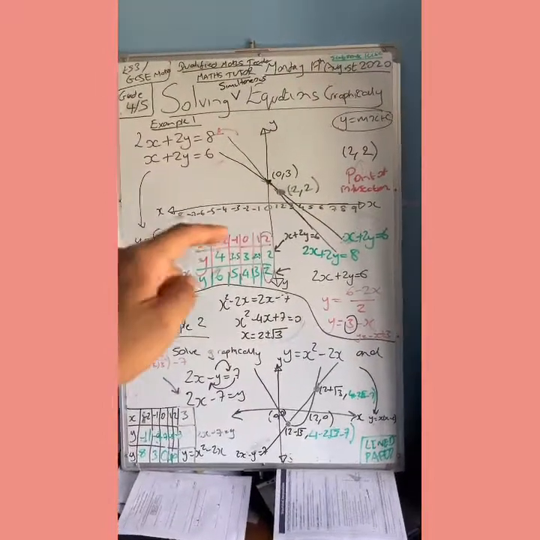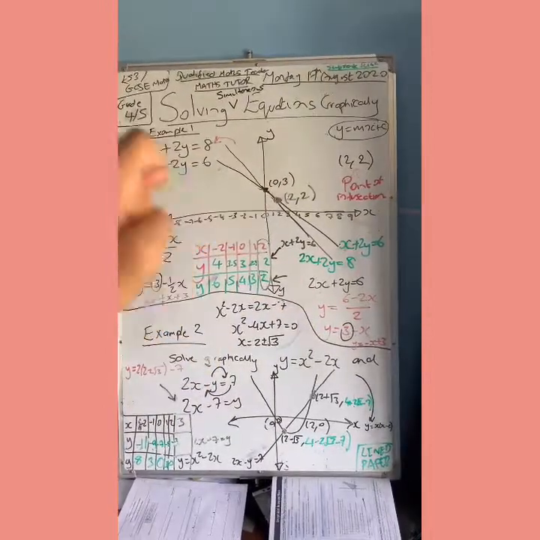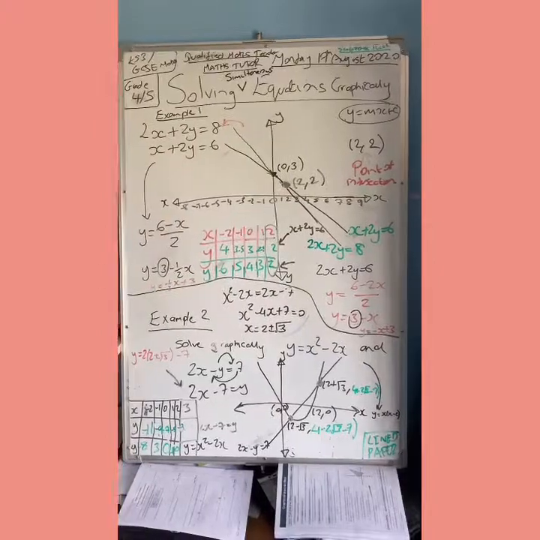So apologies about the mistake there. It should be 0,4 for that one and not 0,3. So it just intersects at 2, 2.